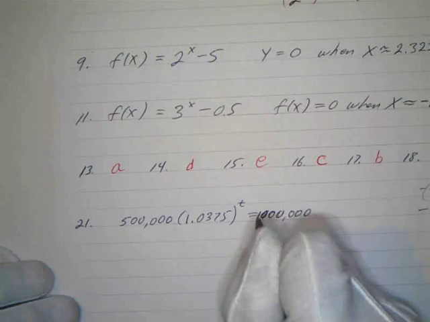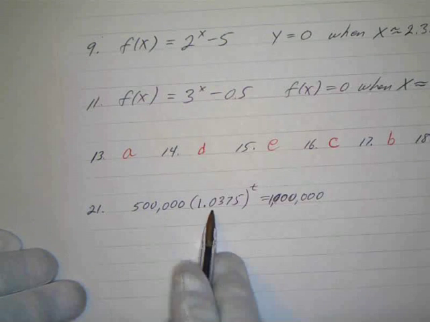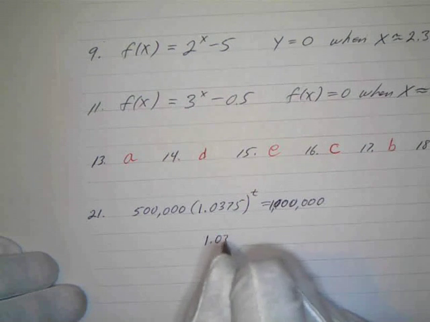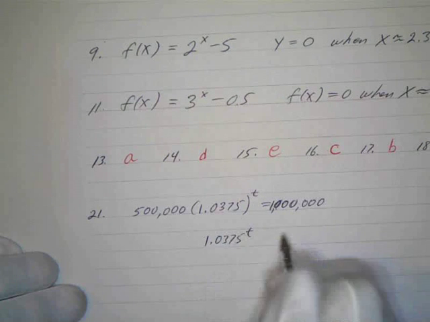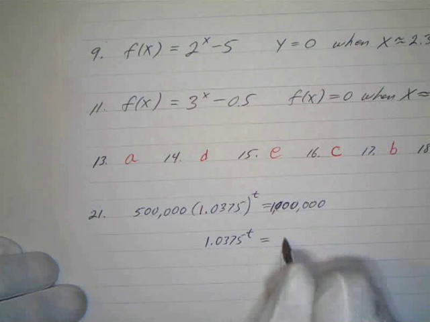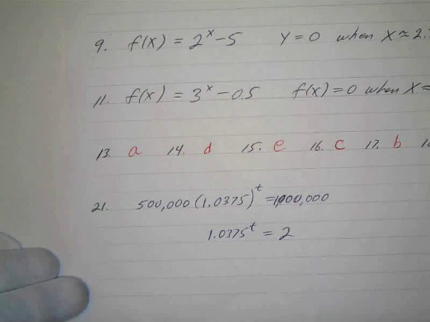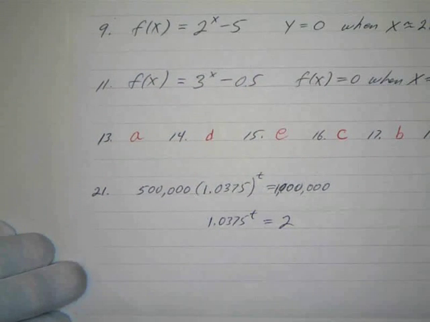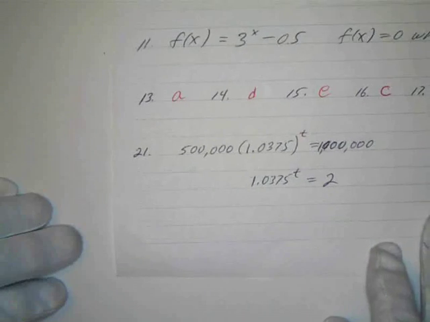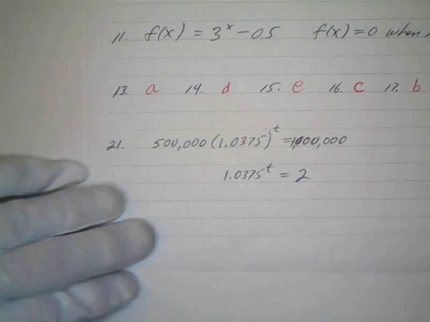If we divide both sides by 500,000, then we have 1.0375 to the t, and 500,000 goes into a million twice. So this is basically the equation we want to solve. We could use logarithms, but we can use our graphing calculator, and there's a technique to do this. So let's just use the calculator to find out what t would be.